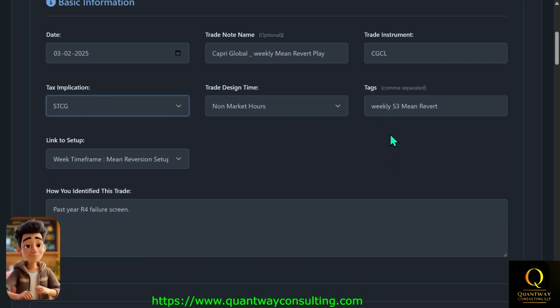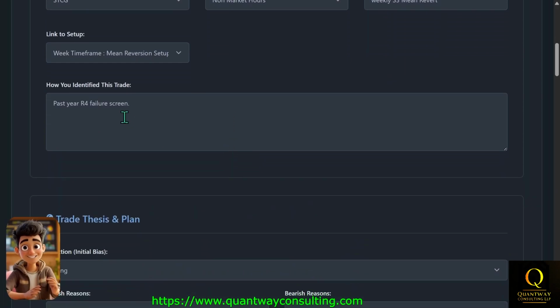Here I have tagged it as Weekly S3 Mean Revert. I have linked this trade to earlier discussed mean reversion trade week timeframe. In How did I identify this trade? This trade came to me from my screening of past years, R4 failure screen.